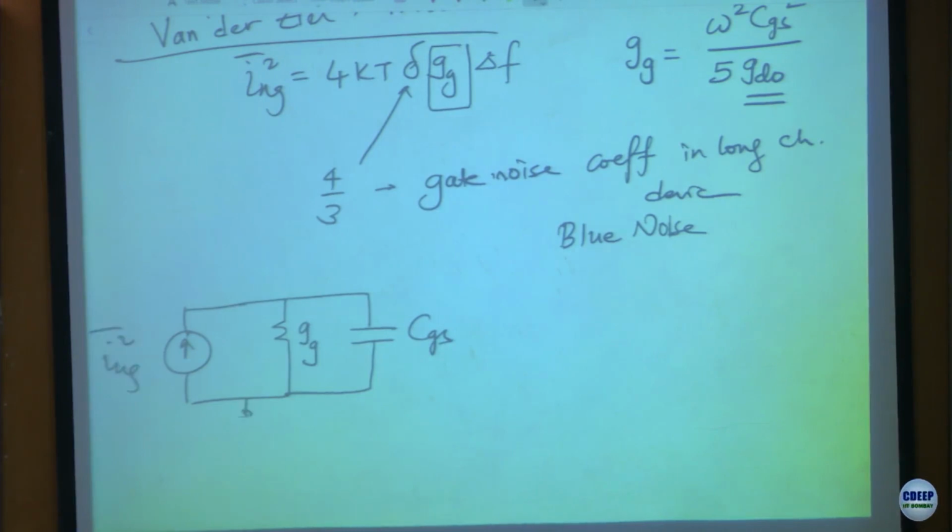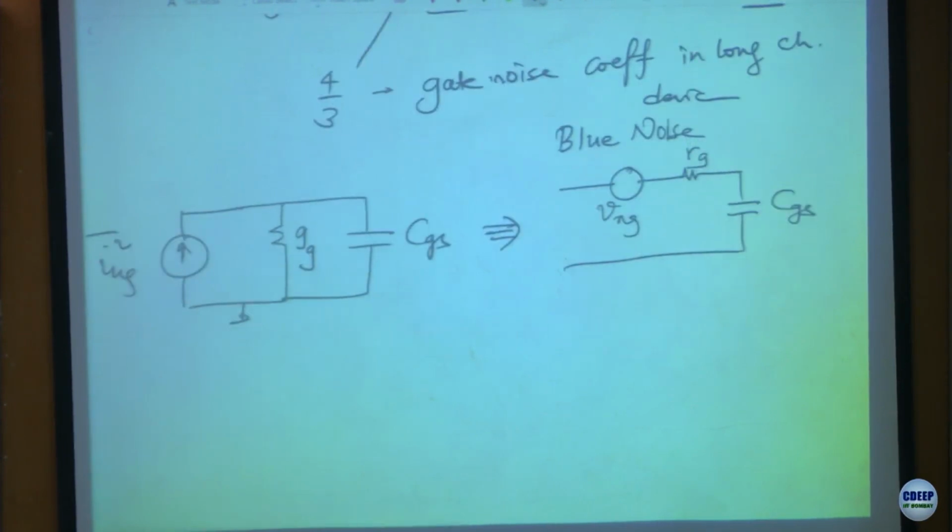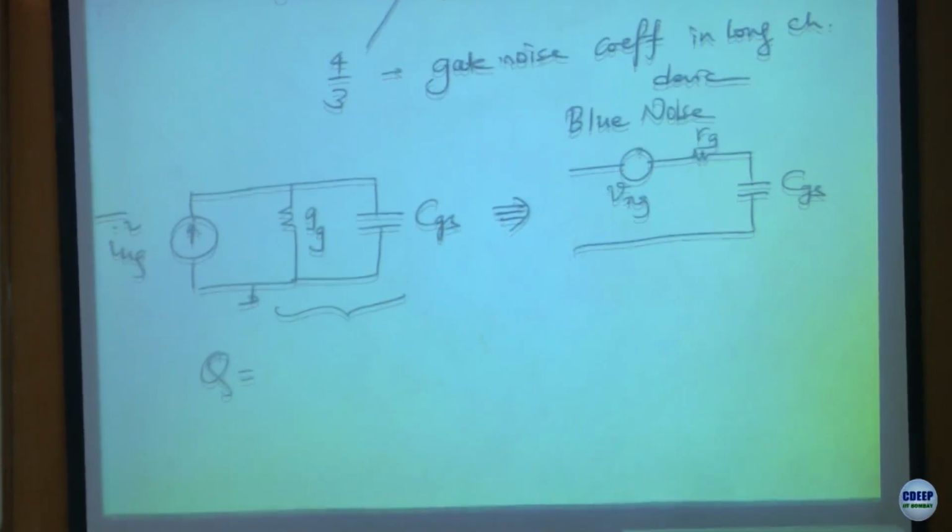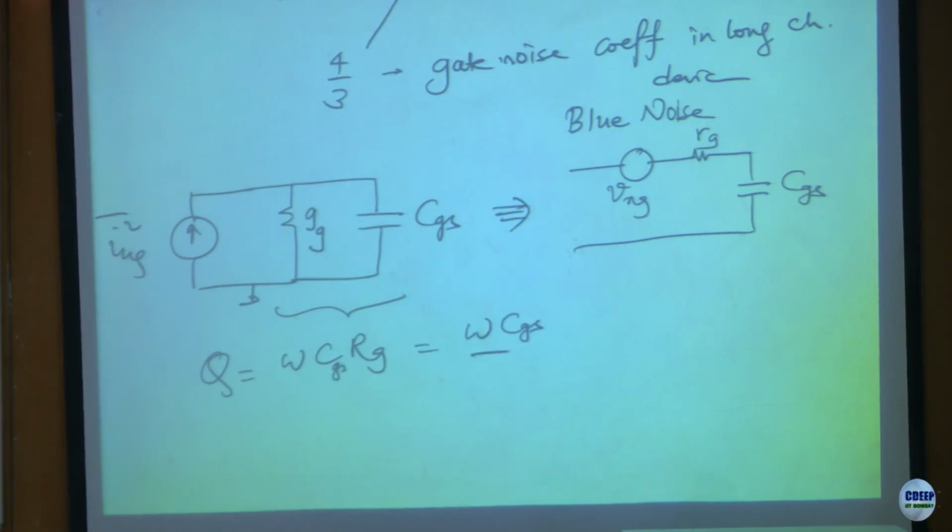So we can do a parallel to series conversion, and what are we going to get? Something like this. This would be our CGS, this would be your RG, and this would be VNG. What is the Q of this network? Can somebody tell me? It's omega CR. In this case, the R is across the capacitor, so R should be large, so the Q is large, which means R should be in the numerator. So it should be omega C RG. Everybody agrees? That is equal to omega CGS divided by GG.